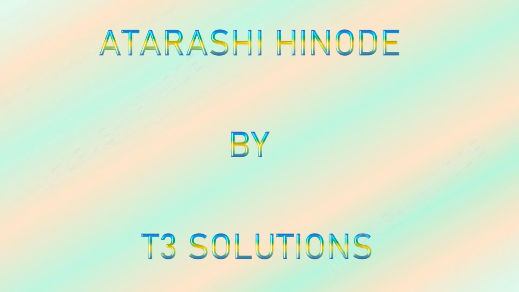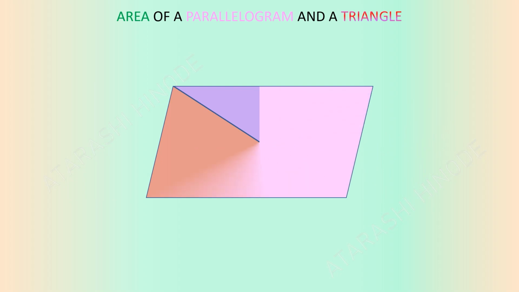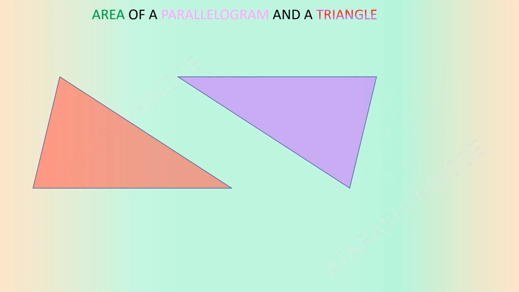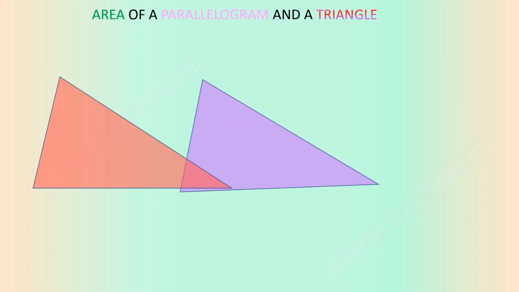Today we are going to get a formula for finding the area of a triangle by comparing that with the area of a parallelogram. Here you can see two triangles of the same size. Let me superpose one triangle on the other like this.